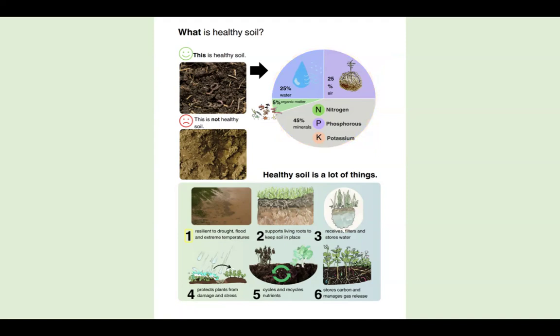Healthy soil is a lot of things. It is resilient to drought or no water, flood, too much water, and is also resilient against extreme temperatures, like very hot and very cold weather. Healthy soil supports living roots to keep soil in place. Healthy soil receives, filters, and stores water. It protects plants from damage and stress. Healthy soil cycles and recycles nutrients, meaning when you have healthy soil, it helps feed your plants to make them healthy. Lastly, healthy soil stores carbon and manages gas release.